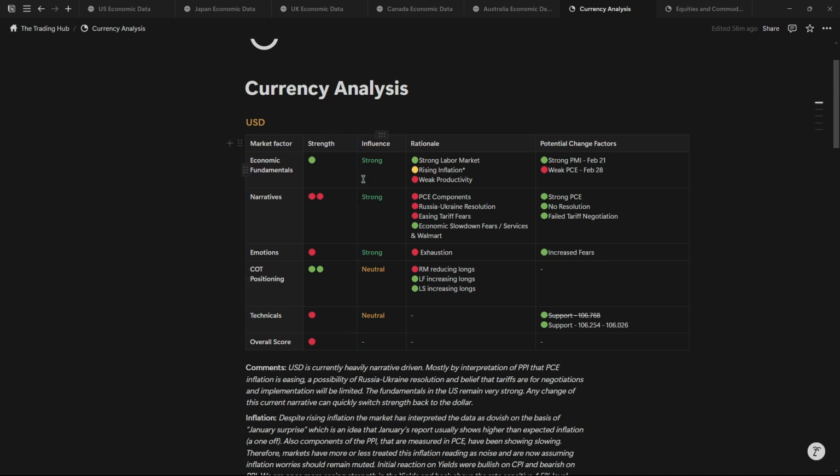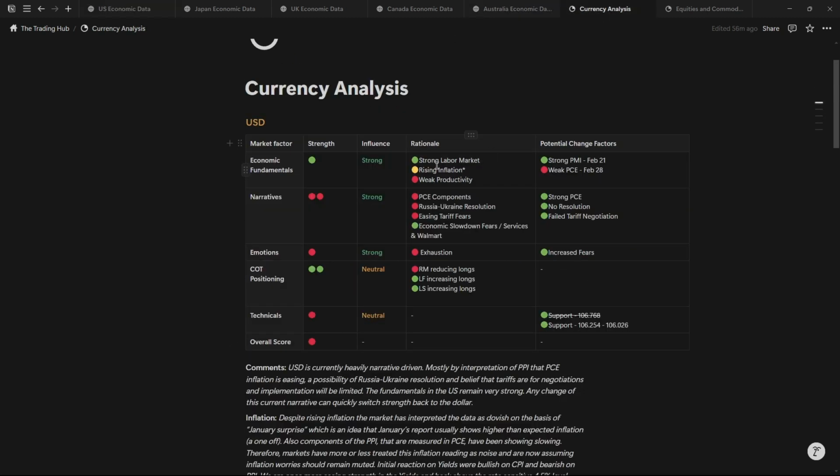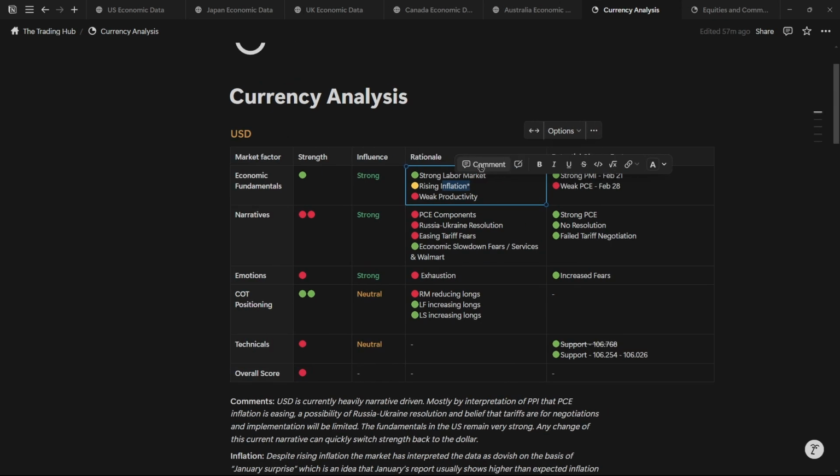So if we look at the dollar, we can see economic fundamentals, as mentioned, I use these categories to judge: labor market, inflation, and productivity. And you can see that in the US right now, labor market is strong, inflation is mixed. Inflation is actually rising, but I have this as neutral because investors are ignoring inflation for whatever reason. So this is neutral, and productivity is weak.